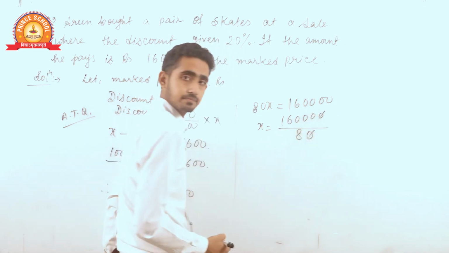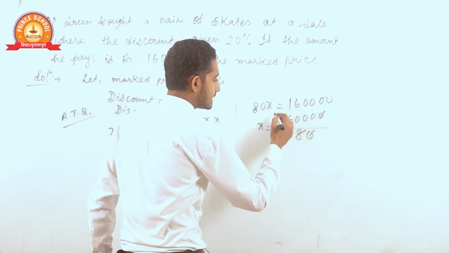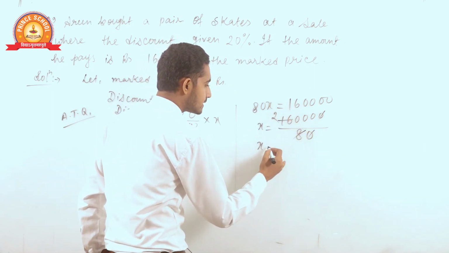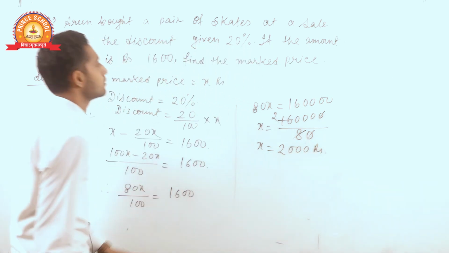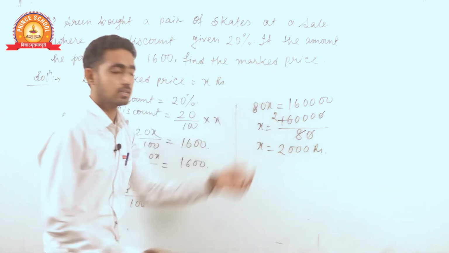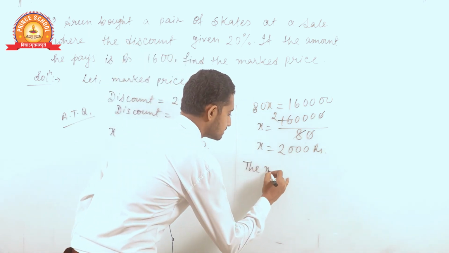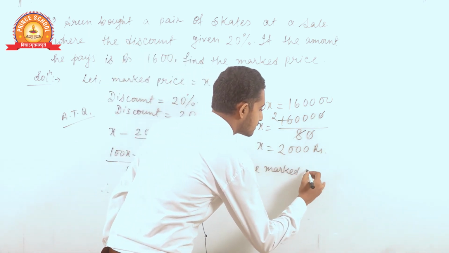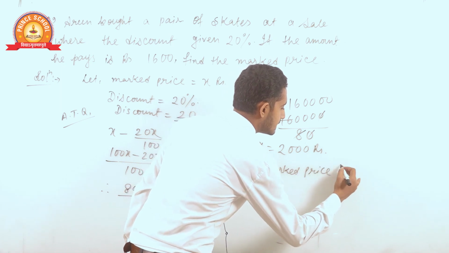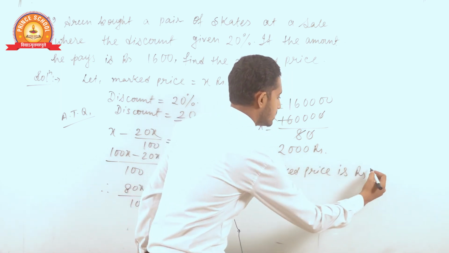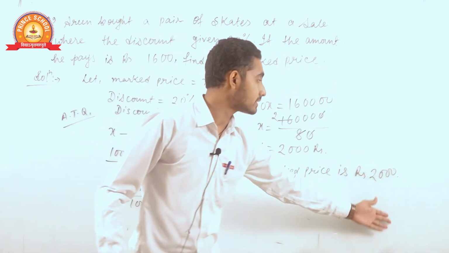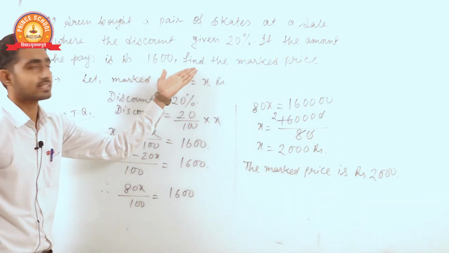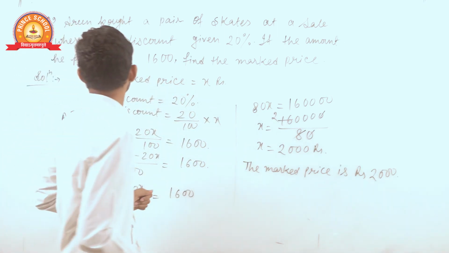0 0 cancel out. 8 twos are 16. So x is equal to how many? That is 2,000 rupees. So you can say find the mark price. So the mark price is rupees 2,000. Okay, now you can check: if you take 20% of 2,000 and subtract, you will get 1,600. That is your complete question number 9.